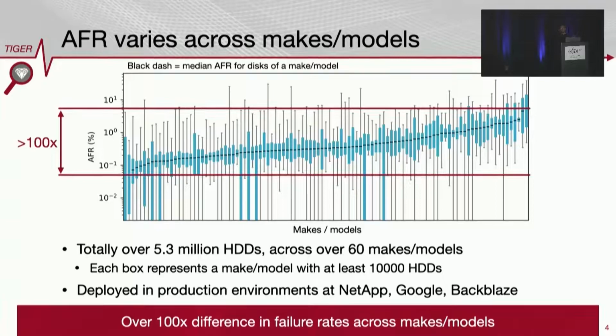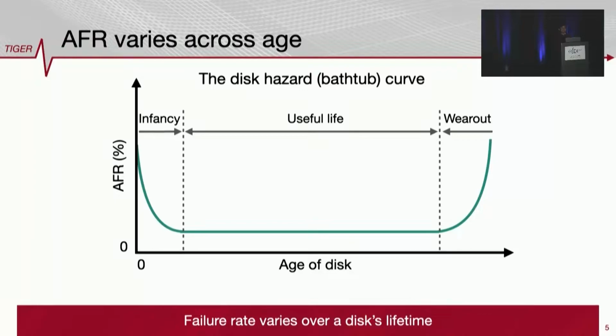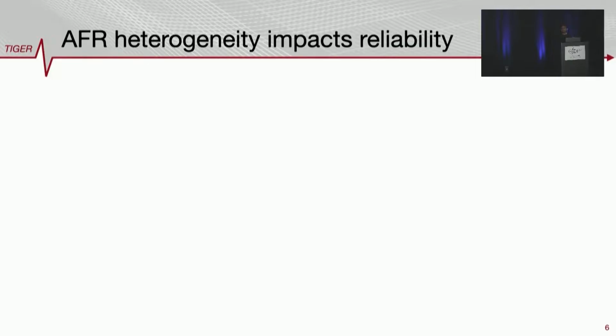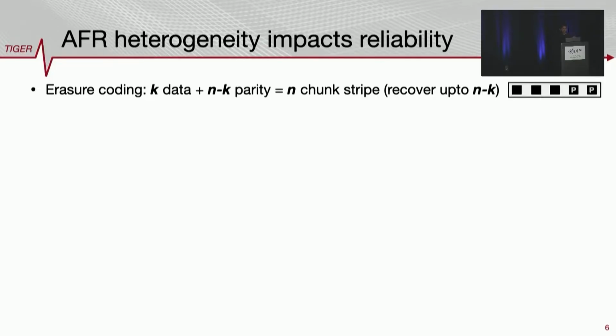Okay. So AFR highly varies across makes and models, but also AFR varies across a disk's age. And I'm showing this using the typically used bathtub curve or hazard curve, which has higher rate of AFR during infancy and wear out, and a low failure rate during its useful life. So now that AFR varies across makes, models, and across age, let's take a look at how the AFR heterogeneity impacts the reliability. To do that, let me first give a primer on erasure coding, because that's the most commonly used technique to obtain reliability.